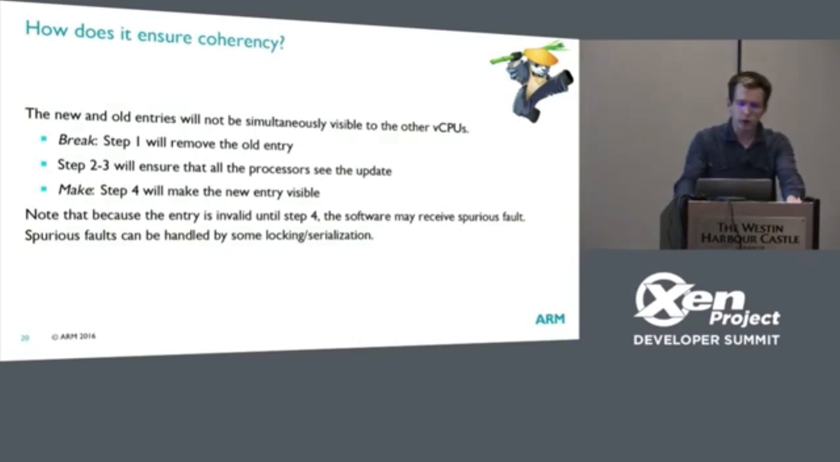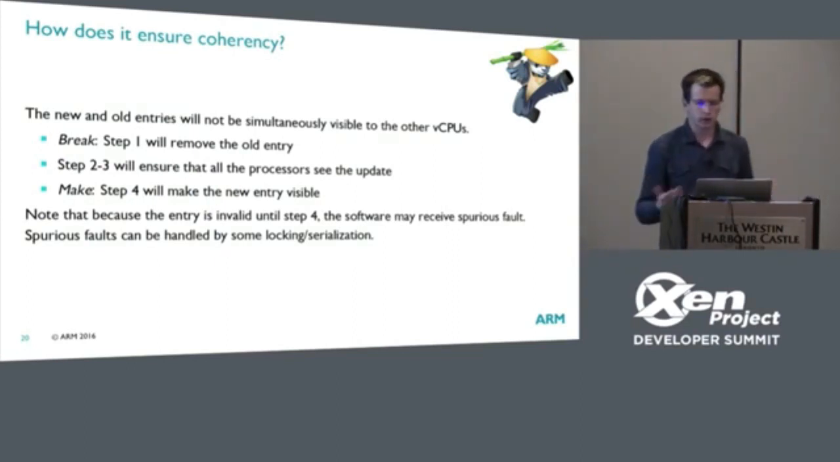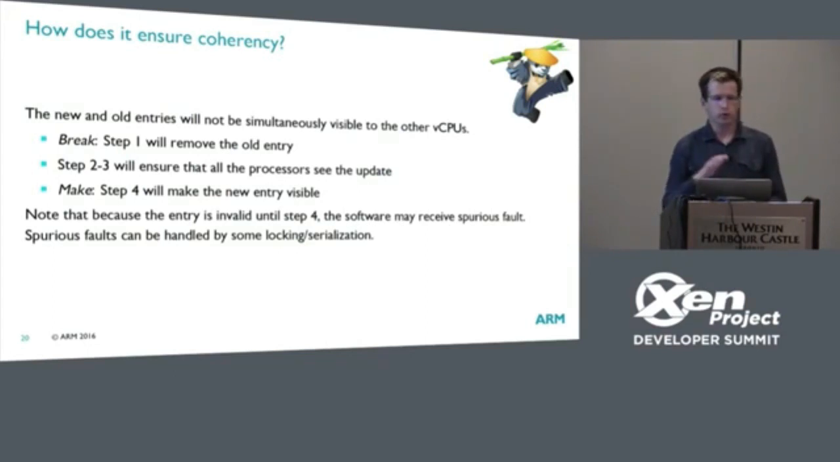So how does this sequence make sure that there is nothing in it? The first step was the break step. It removed an entry. Steps 2 and 3, sending the TLB invalidations and waiting for the completions, ensure that all the processors have seen the updates. So before you do any modification in step 4, the make will just create the new entry and make it visible to everyone.